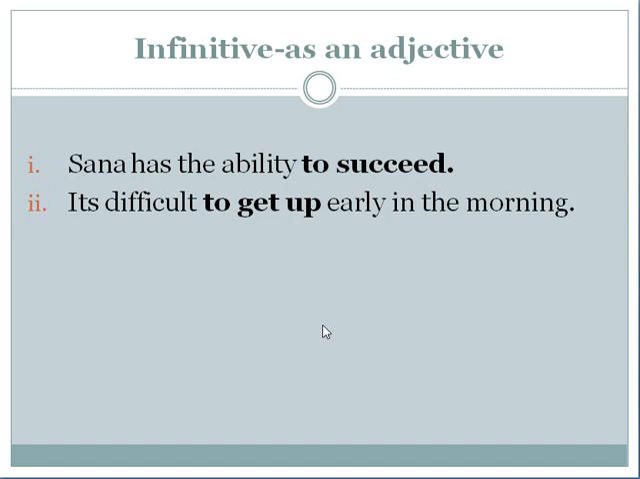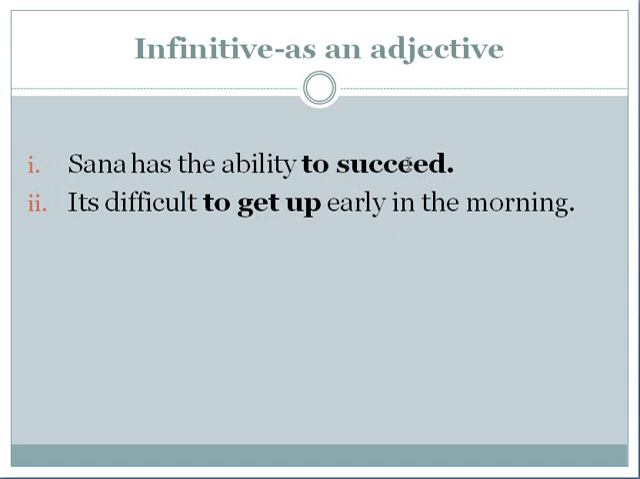Now on your screens you can see infinitives as an adjective. Before we move forward, let me explain once again. You know very well what an adjective is, but let me explain. An adjective is any word that modifies a noun, that describes a noun, that tells something about the noun, that adds to the meaning of a noun. Any word that explains and describes a noun is called an adjective. So how infinitives are used as adjectives, we can see here.